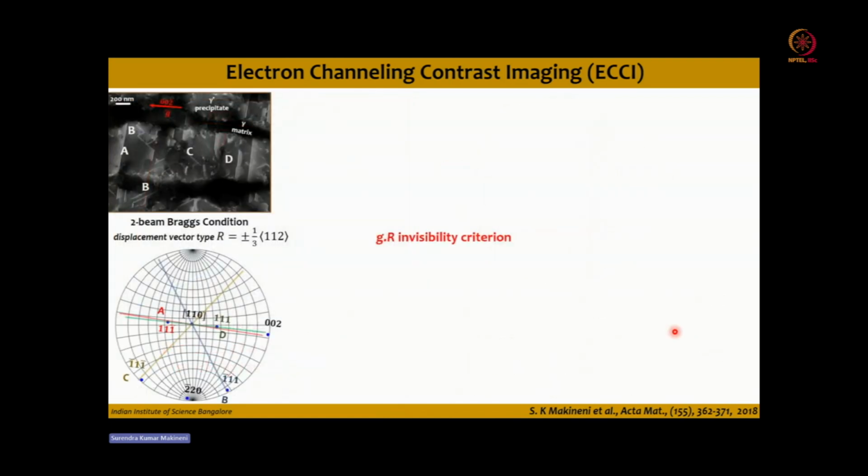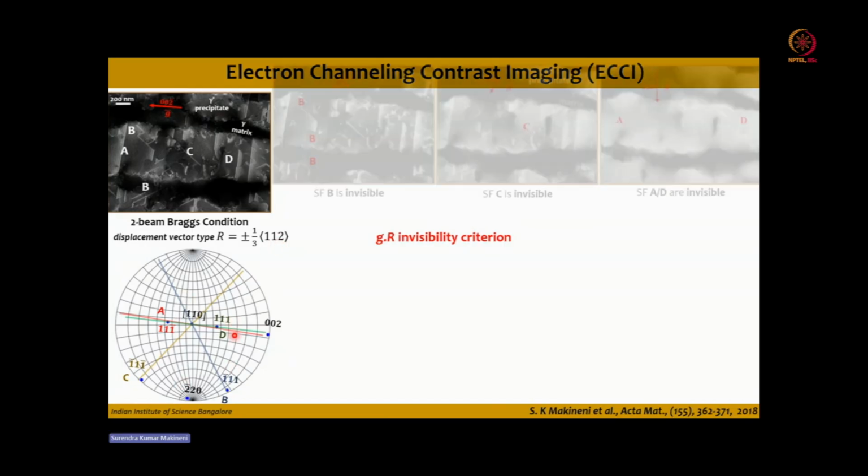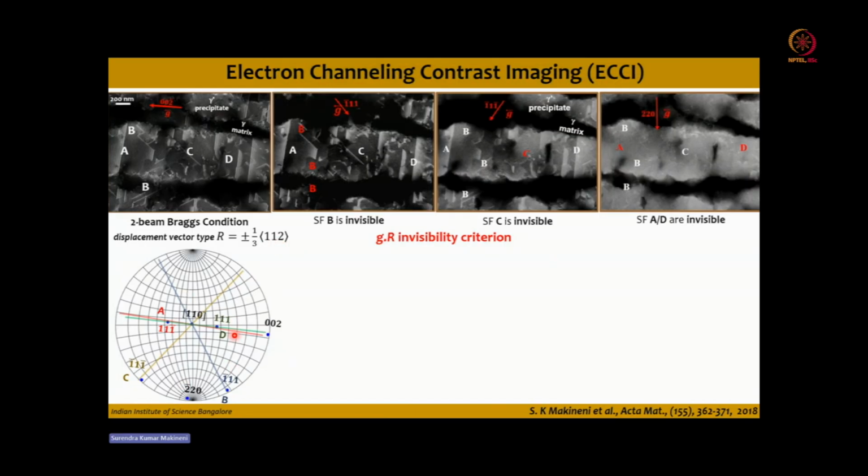As you know, in the ECCI, we can also do the g.R analysis, the invisibility criteria, similar to what we do in the transmission electron microscope. So here the displacement vector is R, which is plus minus 1 by 3 <112>. Usually this displacement vector corresponds to planar faults. Now you know the stereographic projection of that particular plane. Actually, you can do the g.R analysis at different vectors by ECCI.